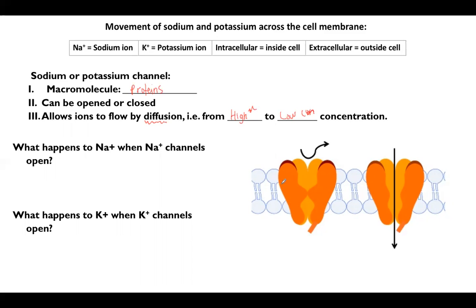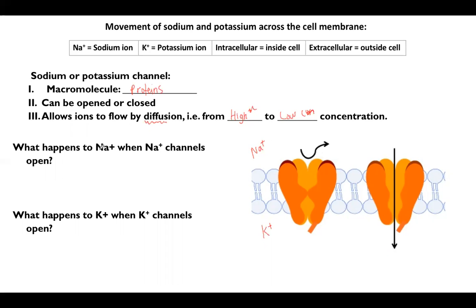Now, usually inside of the cell, it's higher with potassium, and on the outside, it's higher with sodium. That's how it usually is. And then these channels would open, allowing there to be a balance. So it's still going to go from high to low.